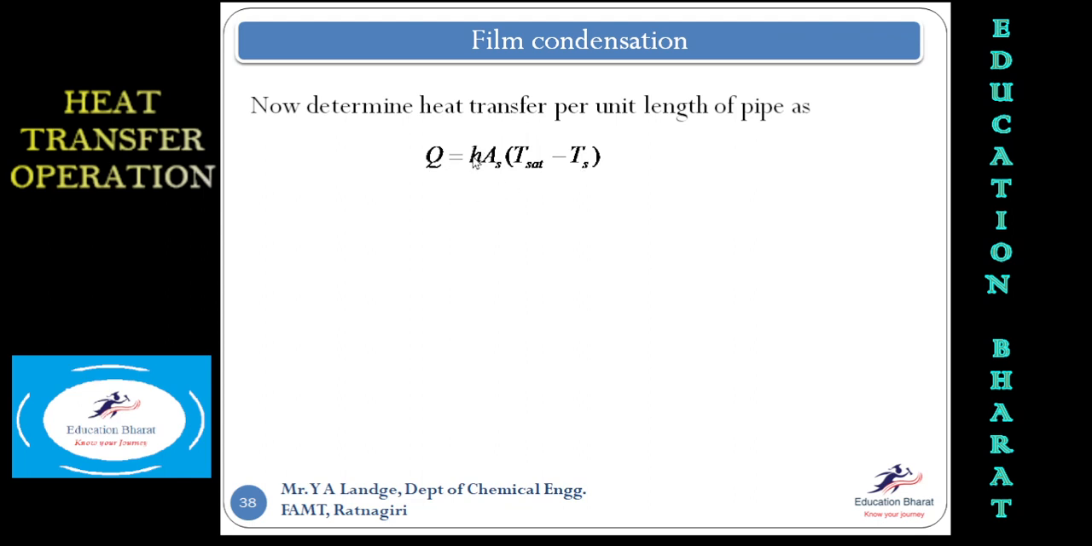The value of h we already calculated. The surface area is pi d l. So we put the value of pi d l into the equation, and do the arrangement so that we get Q, the heat transfer rate per unit length. The value of h is already calculated, pi is a constant, d is known to us, and the temperature difference is also known to us, and by putting these values we get this answer. Q is equal to 13529 into 7.74 watt per meter. So this is the answer that we have.